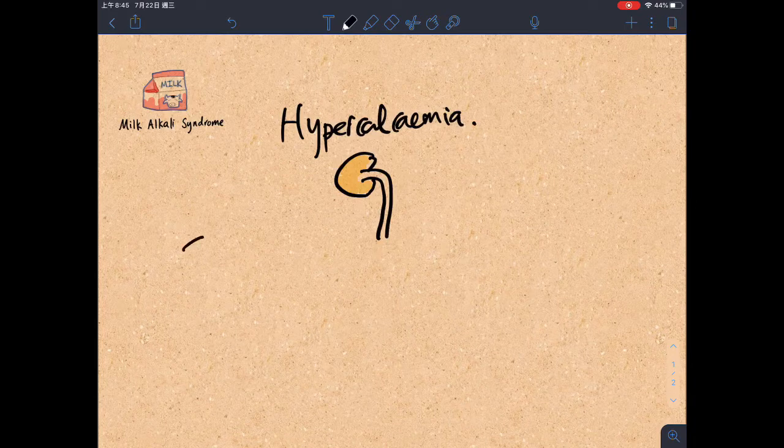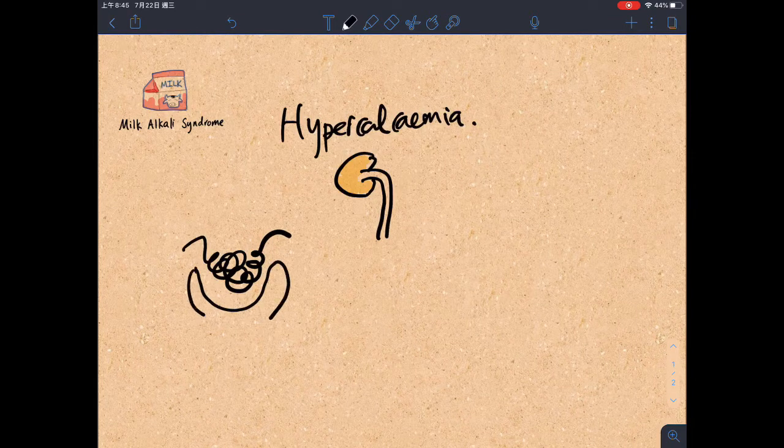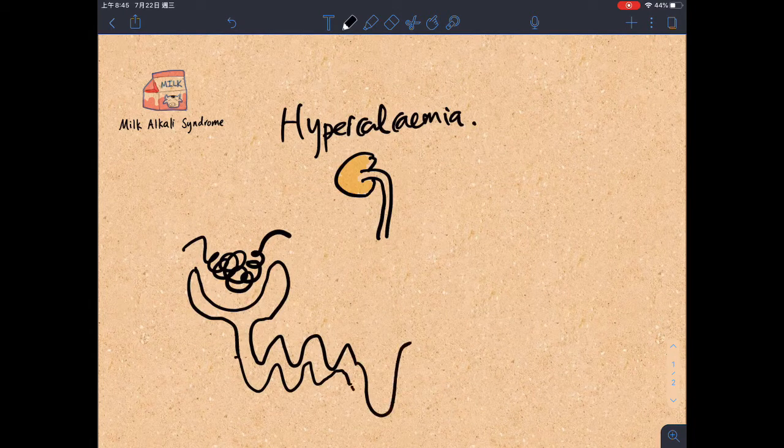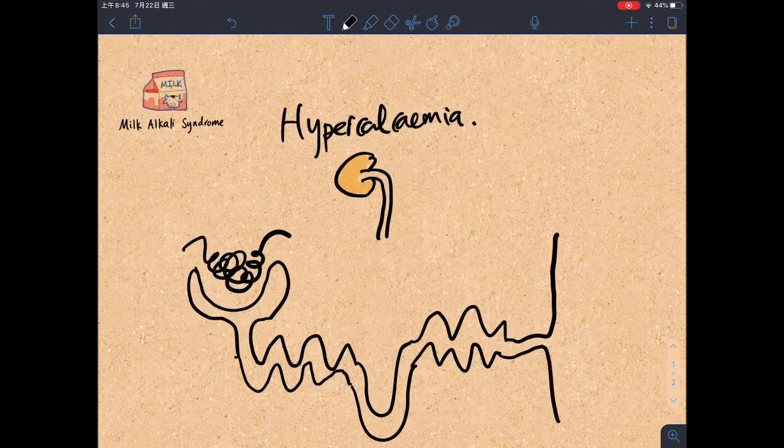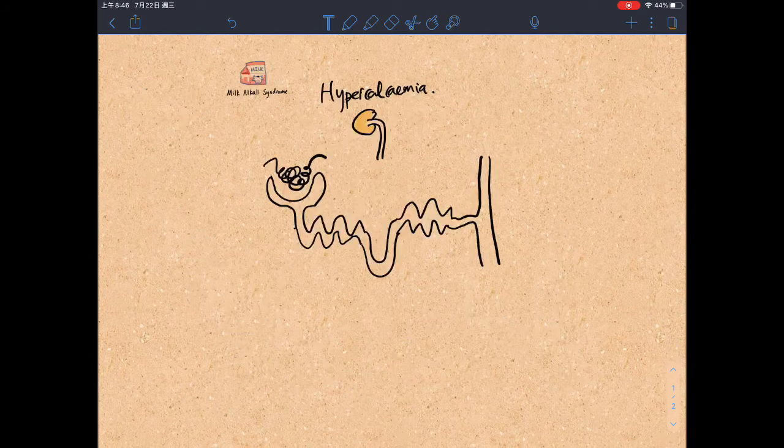You have the glomerulus. This is the afferent arteriole and the efferent arteriole. You have the Bowman's capsule. And then you have the proximal convoluted tubule, the loop of Henle, and the distal convoluted tubule, and the collecting duct. Okay, so how does hypercalcemia affect these different parts of the kidney?